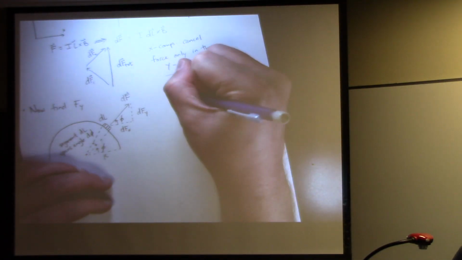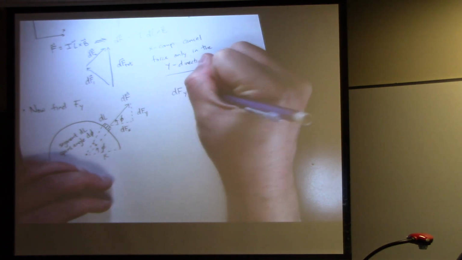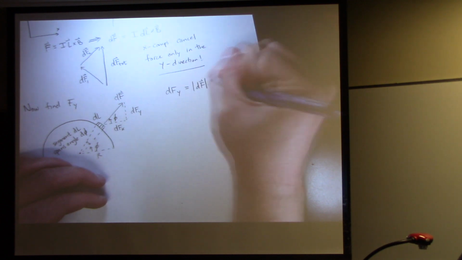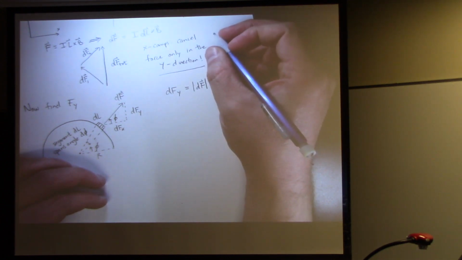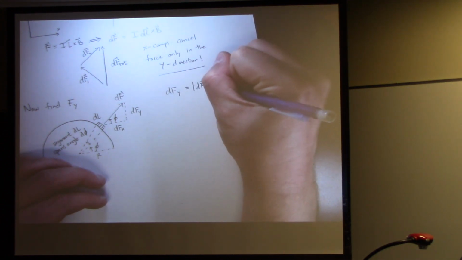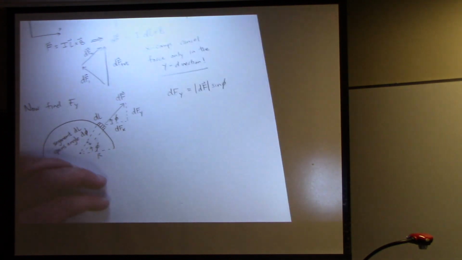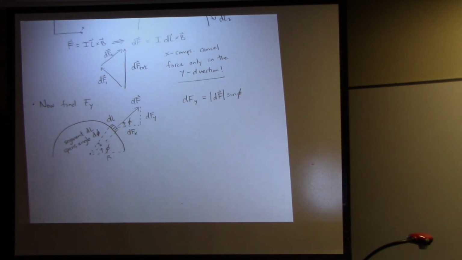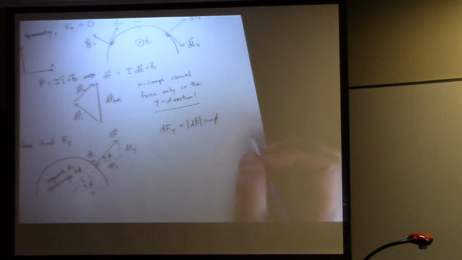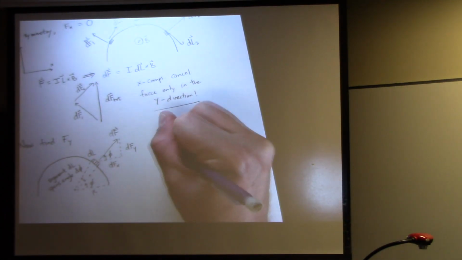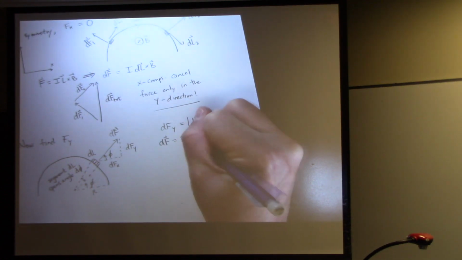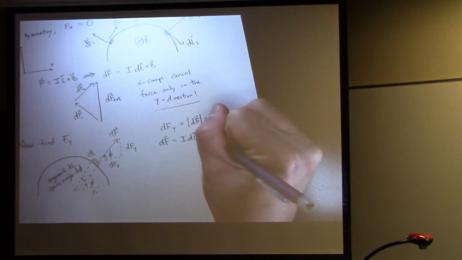Well, dFy is equal to the magnitude of dF times sine of my angle phi, where this is my angle phi, down here. Okay? All right. Well, how does the magnitude of dF actually work? Well, let's just copy down once again that dF is equal to I dL crossed with B.